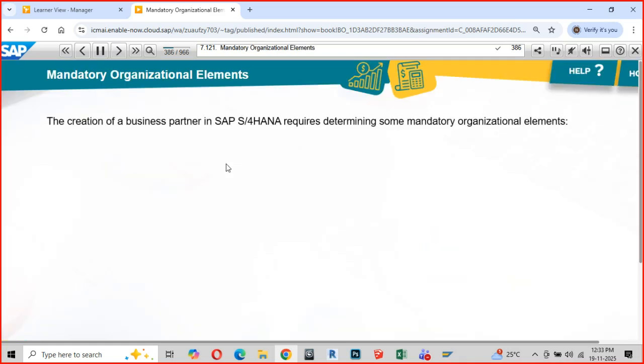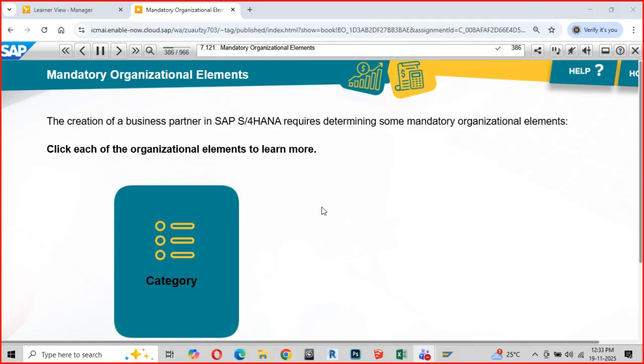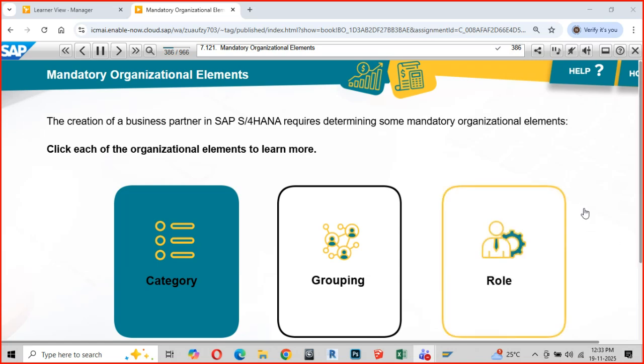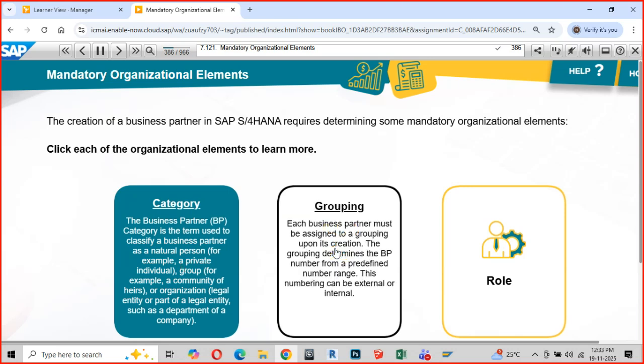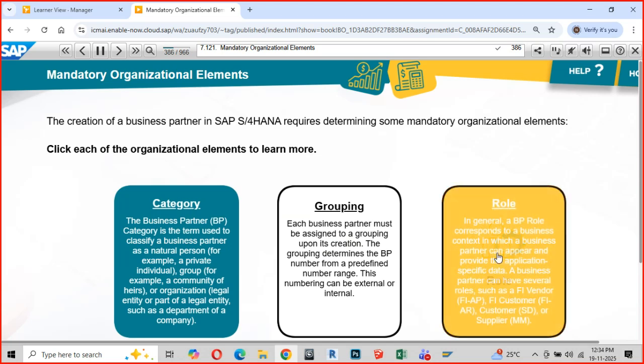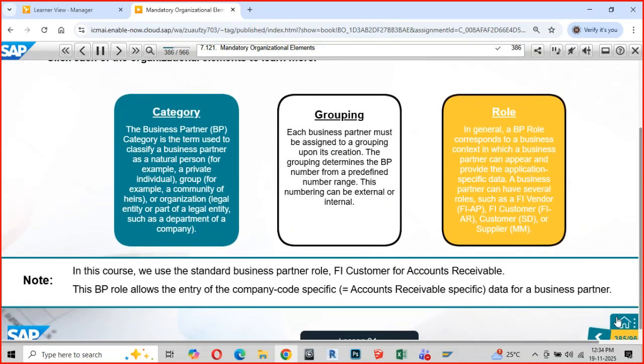Mandatory organizational elements. In the meantime, do I have any questions, students? I have not looked at Q&A. Okay, no questions. So category, you can create a business partner as a group or as an organization or as an individual. Grouping. All are self-explanatory. The groupings are basically done on what role the particular customer is performing.